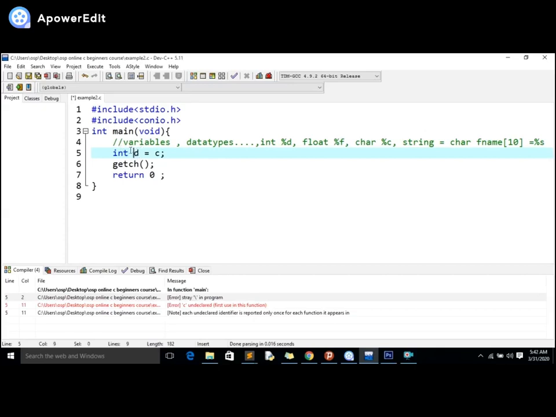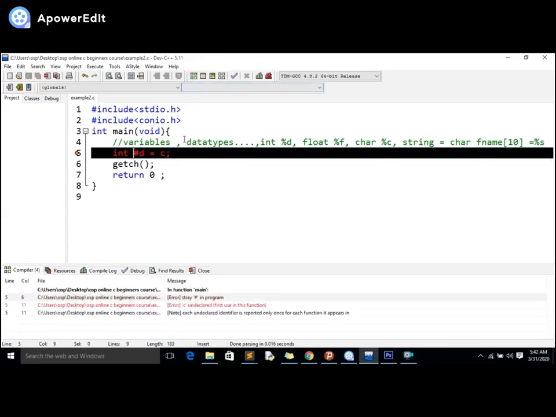We also have hash. Hash is not used whenever defining a variable. Hash is used for preprocessor directive declaration. So if you use it there, then expect to have an error. You get? So that's it.